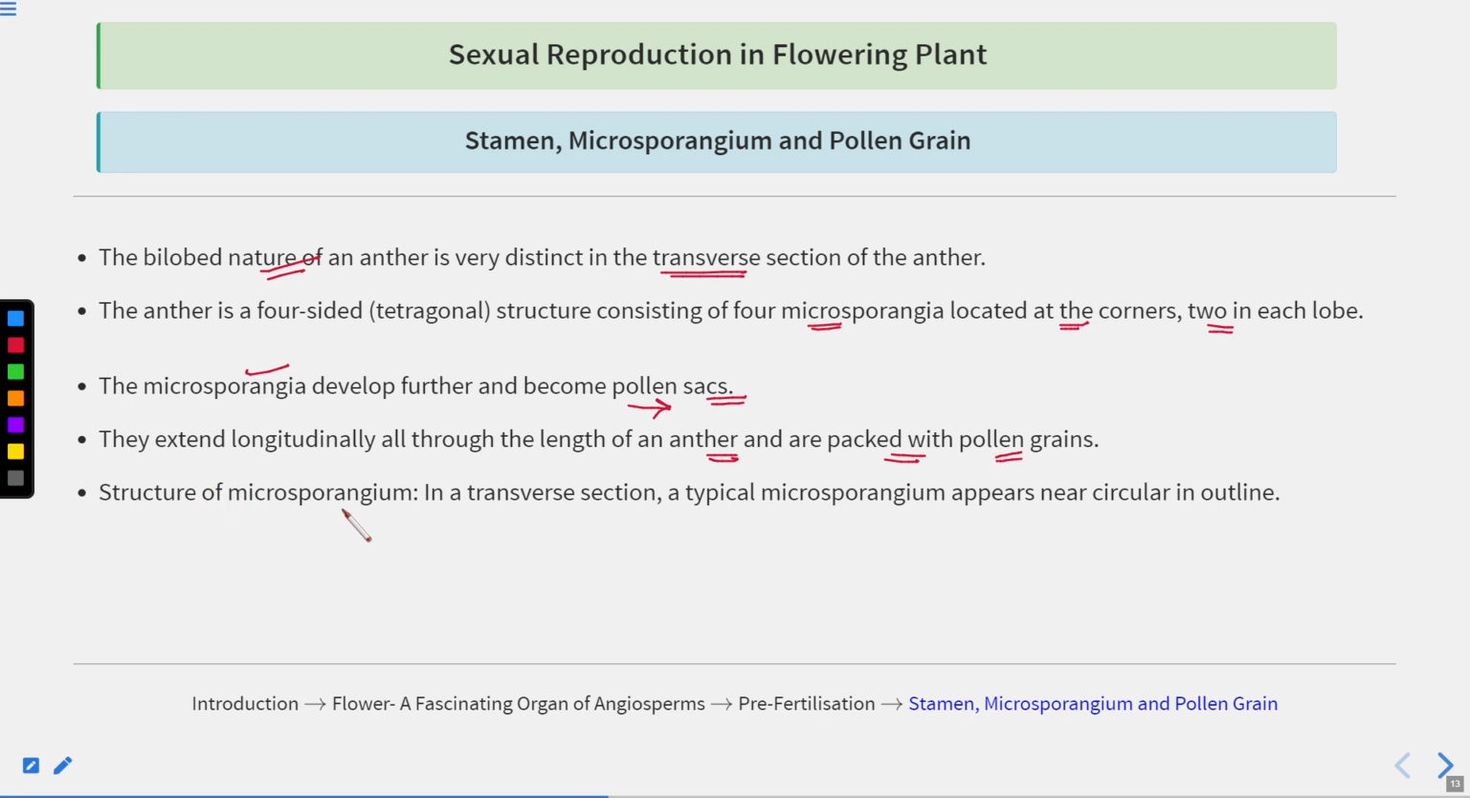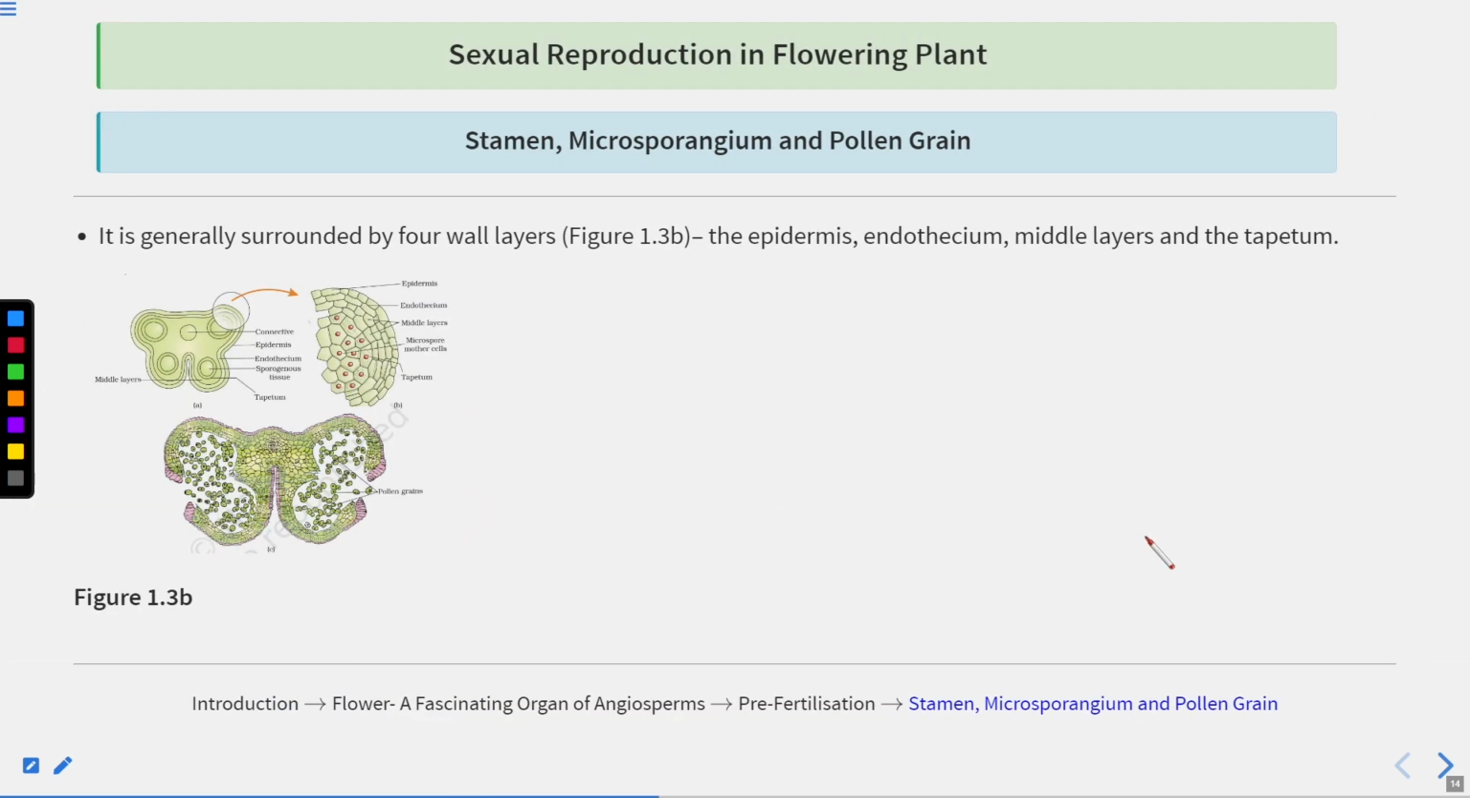Now structure of the microsporangium. In a transverse section, a typical microsporangium appears near circular in outline. So the microsporangium, which develops into pollen sacs, appears circular. Okay, clear? Nearly circular. Again, this is an image I've already shown you. Here you can see 4 walls of the anther: epidermis, endothecium, middle layer, and the tapetum. So epidermis is the outermost layer and the tapetum is the innermost layer.